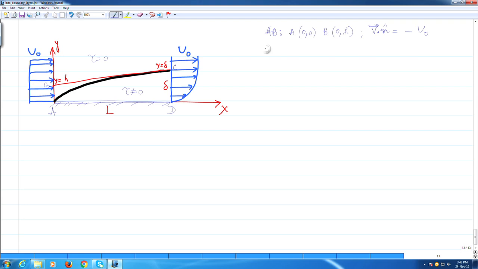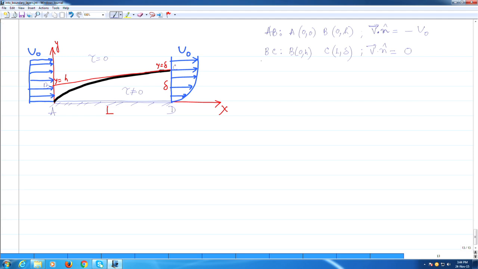Now, then we got B, C. Let us write down the coordinates. So, B again we have written. So, B is 0, H and C is L, delta. Now, here is what? V dot n. Now, like I said, this has to be 0 because BC is a streamline, right. So, BC is a streamline and there is no flow across it.